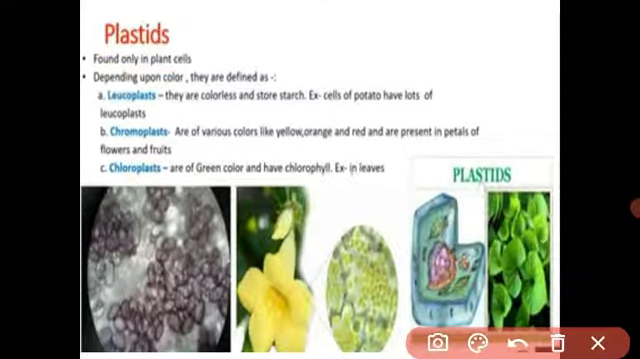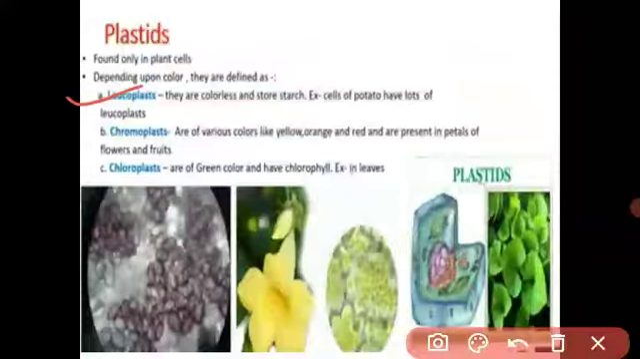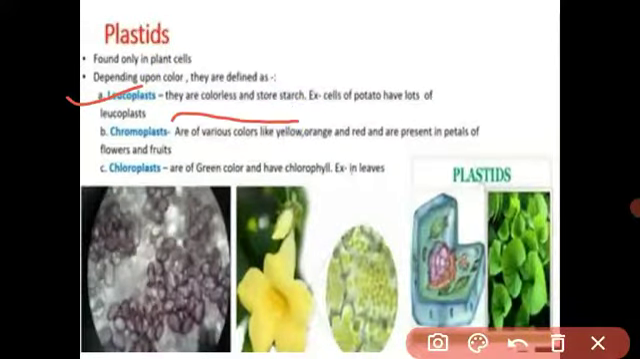Plastid is the organelle found only in the plant cell, and depending upon the color there are three important plastids present in the plant. First is the leucoplast. These are colorless plastids, which means they have no pigment. They store starch, as in the cells of the potato. Got it? Leucoplasts are colorless plastids, and they store starch. Got it?